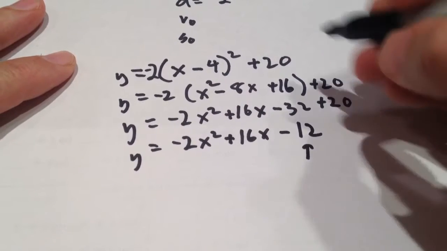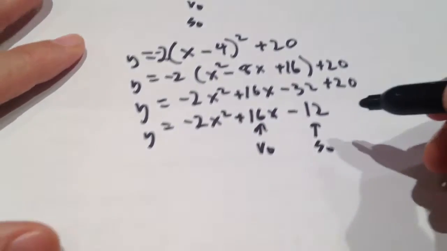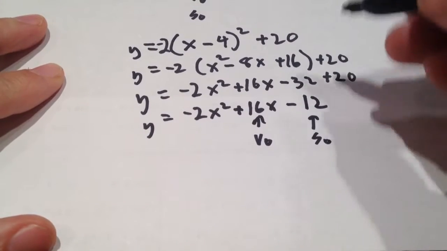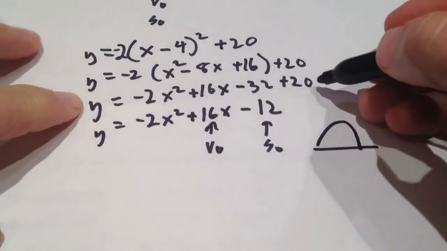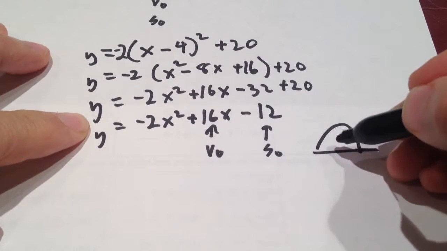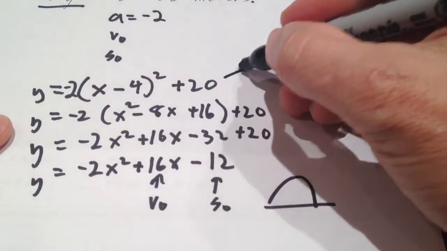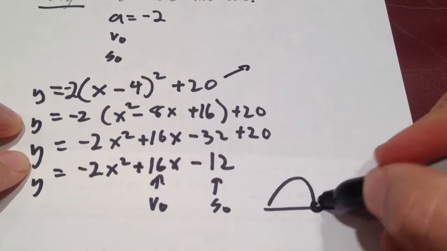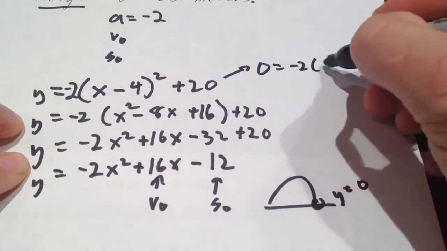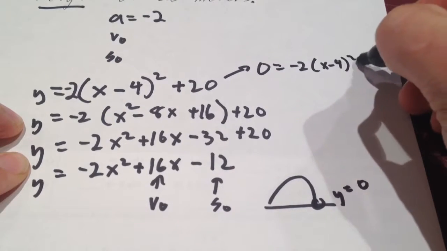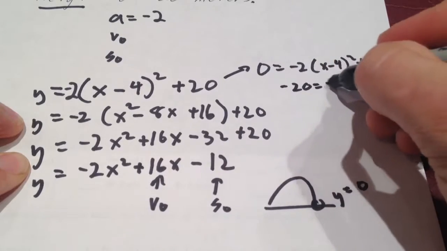And then the other question is, now that I know my initial velocity and my starting point, I could also ask, when did it land? When is this point? And once again, I could take my general form formula and use the quadratic formula, or as a reminder, you could always take this original form back here and say, well, that's where y equals 0. So you can say, that means 0 equals negative 2 times (x minus 4) squared plus 20.